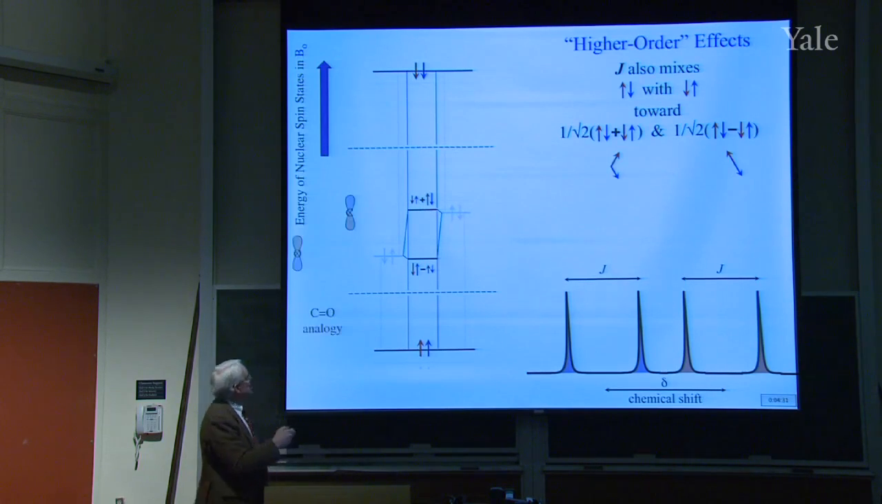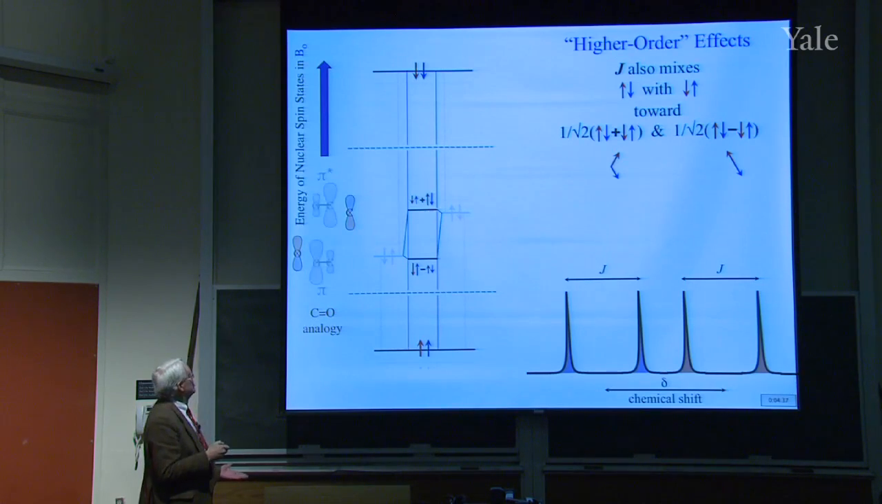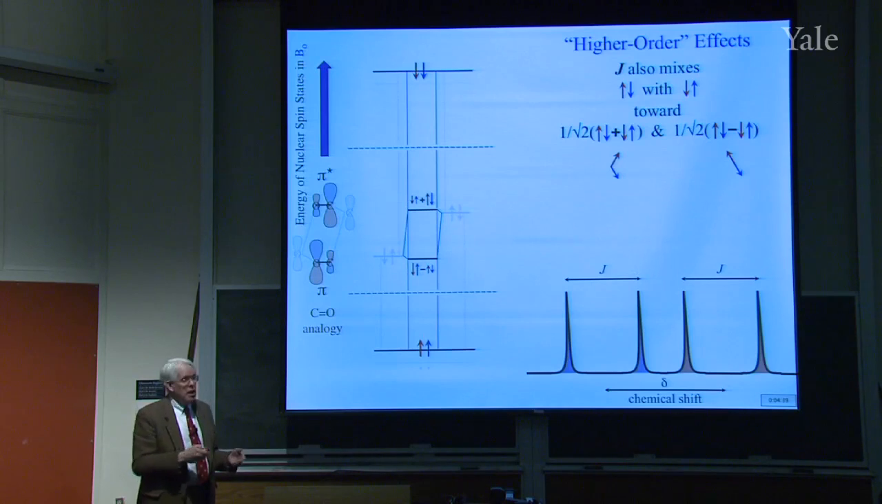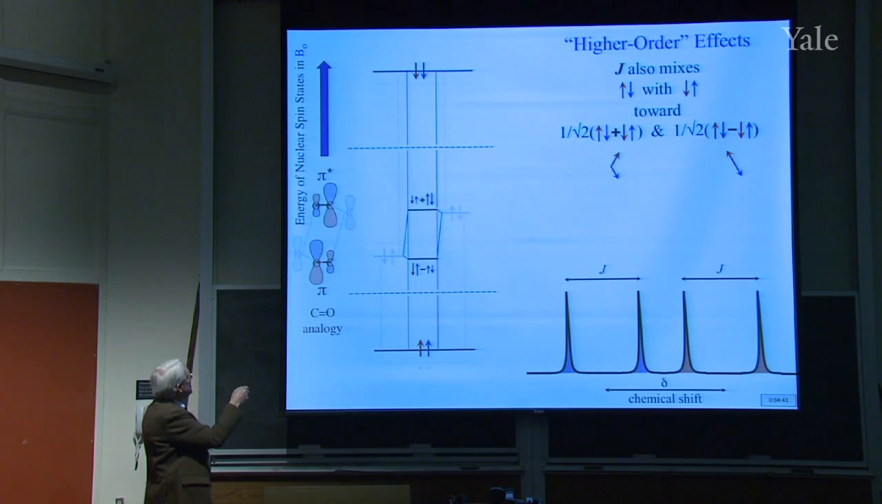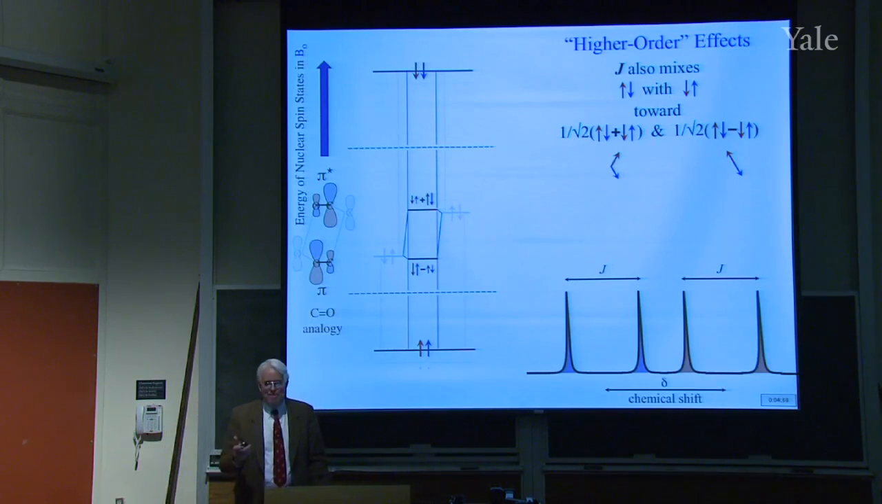And of course, that's just like mixing a p orbital on carbon with a p orbital on oxygen in a CO double bond. You mix the two, their energies don't match, so this one has more of that in it, this one has more of that in it. Oops, I wrote this wrong. That should be red and blue. Okay, I'll change that. Everybody with me?